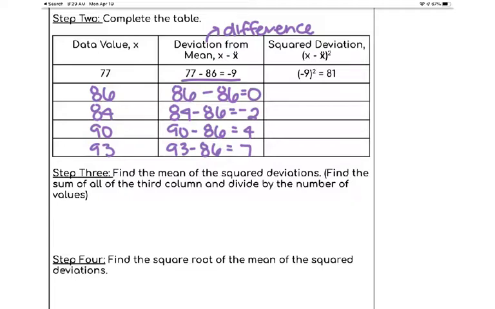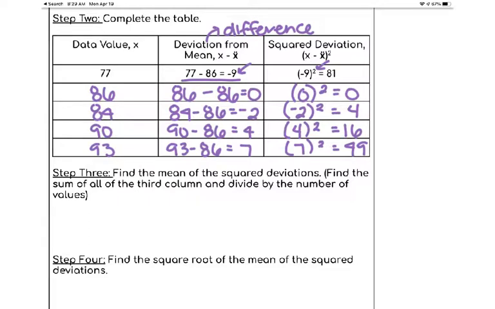Now, for this third column, we're going to find the squared deviation. So you're just taking whatever number you got here and squaring it. Okay, so let's continue to do that. So 0 squared equals 0. -2 squared equals 4. 4 squared equals 16. And 7 squared equals 49. Okay, so these are all your squared deviations.